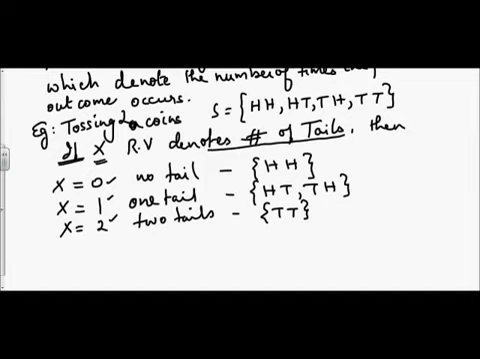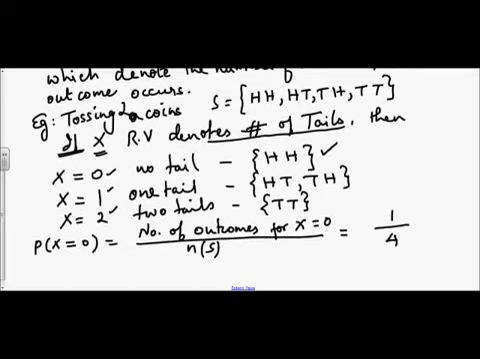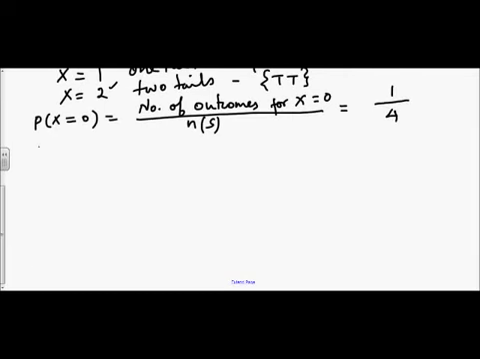Now we can find the probability of each. What is the probability of X being equal to 0? Which means the probability of getting no tails, that is easier. Number of outcomes for X equal to 0 divided by the total number of elements of the sample space. Here the sample space has 4, and for X equal to 0 your set has only 1, therefore 1 over 4 would be P of X equal to 0.